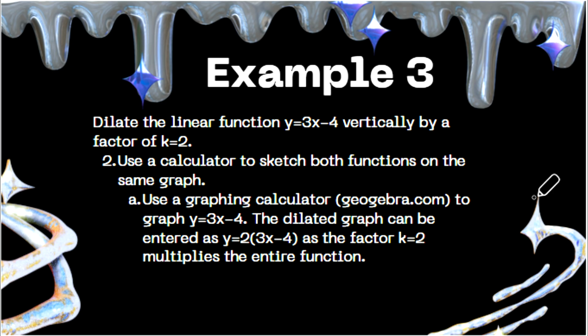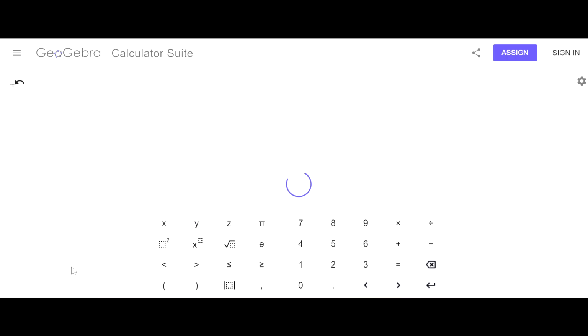Use a calculator to sketch both functions on this graph. So use the graph calculator, geogebra.com, to graph y equals 3x minus 4. The dilated graph can be entered as y equals 2, because 2 is our k value, times 3x minus 4 in parentheses, as the factor k equals 2 multiplies the entire function. I will show you how to do this because there is one question at the end where you have to be able to graph. Okay, go ahead and start the calculator.